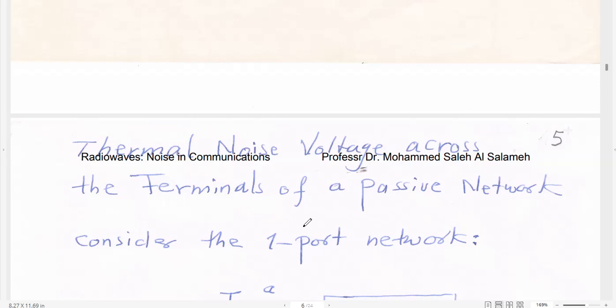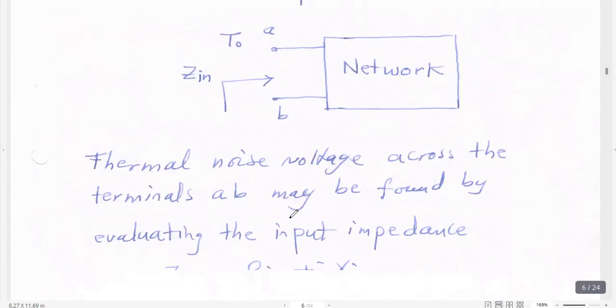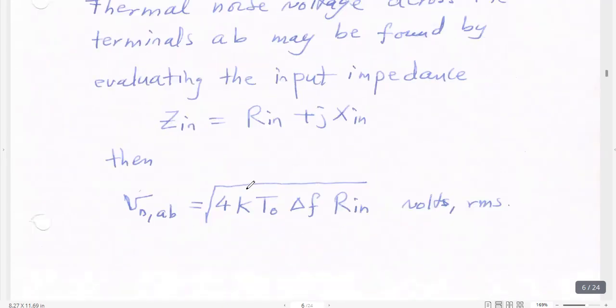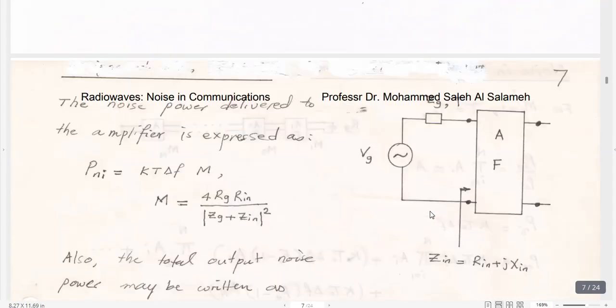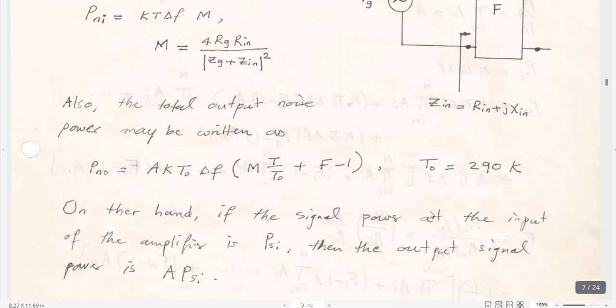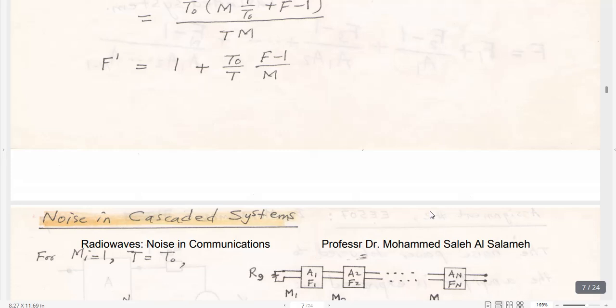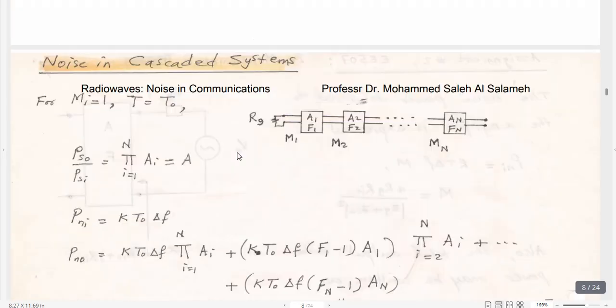Thermal noise voltage across the terminals of a passive network: if we have a passive network, we use Z input, which is R input plus j X input. We use the same equation for the RMS noise voltage as for a resistor, but instead of R we put R input. It is the square root of K T naught delta F R input, in volts RMS. Simple. And this is the derivation for the same equation, a repeated derivation, so no need, we obtain the same equation.